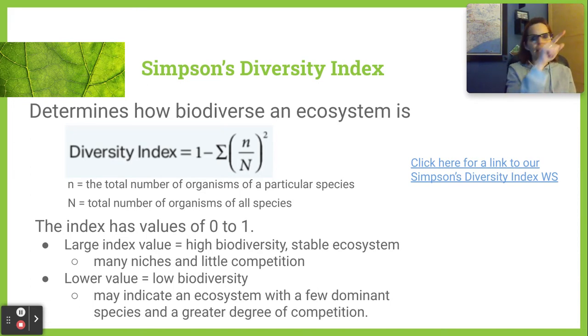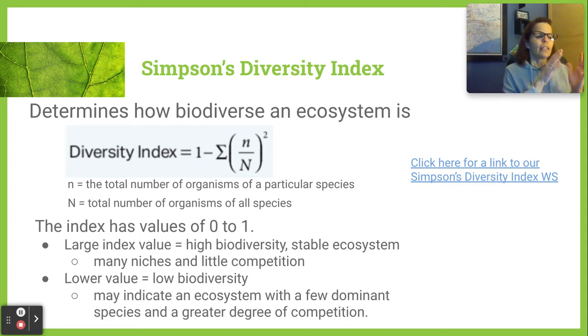So basically, remember that the epsilon, the thing that looks like an E there, means the sum of, so you're adding them all up. Little n is a specific species, so how many there are of butterflies. And then big N is all of the species in that area, the total number of organisms of all the species. So there were four butterflies out of a community of 5,000 organisms. And then you square it, and then you look at the number of trees. There were 100 trees out of a population of 5,000. You square it and you add it. Each time you add, it's a summation, and then you subtract that summation from one.